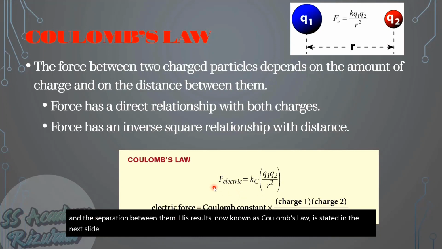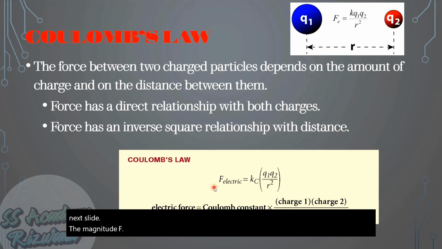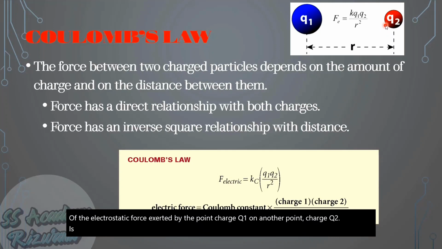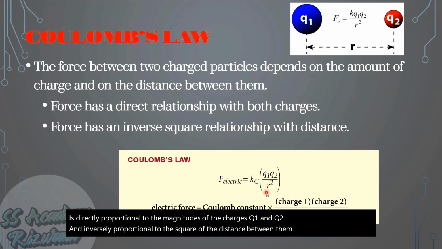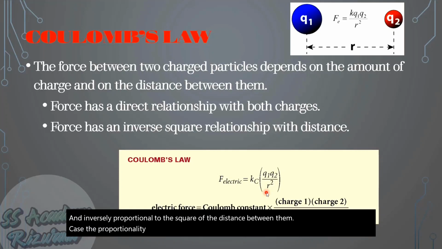The magnitude F of the electrostatic force exerted by the point charge Q1 on another point charge Q2 is directly proportional to the magnitudes of the charges Q1 and Q2 and inversely proportional to the square of the distance between them. K is the proportionality constant. Its value is 8.99 × 10^9 newton meter squared per coulomb squared in SI units.